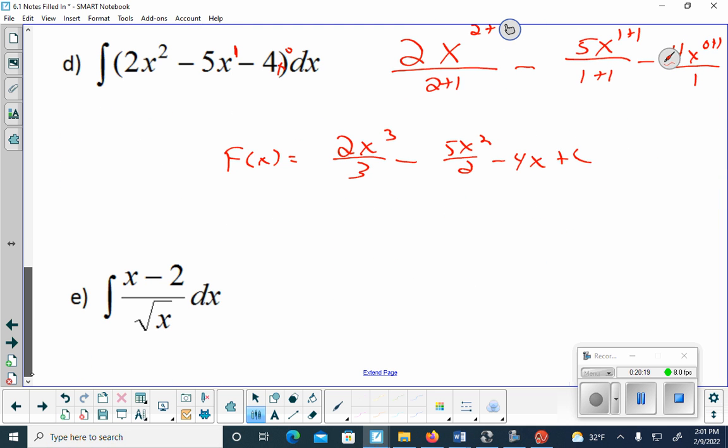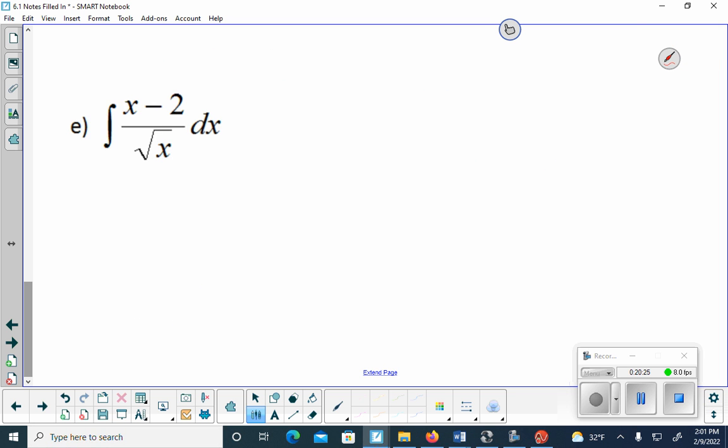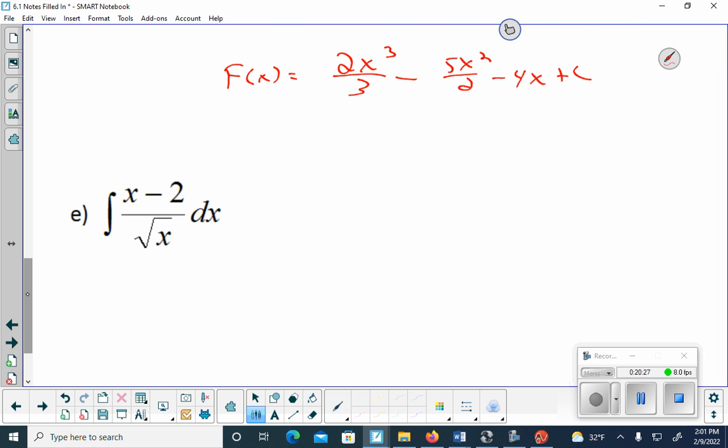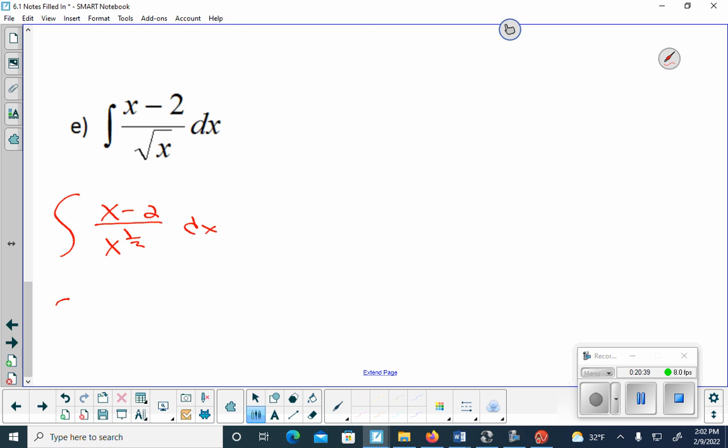Okay, the last one. I'm going to want to rewrite before I do. Just like I rewrote to find the derivative, there are no quotient rules or product rules. So I'm going to think of this as x minus 2 over x to the 1/2 power. Are you with me? So then I'm going to think of this as x over x to the 1/2 minus 2 over x to the 1/2.